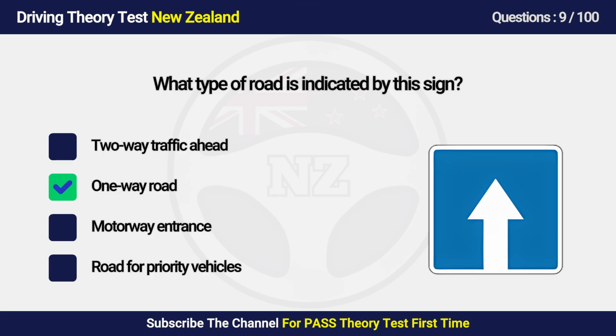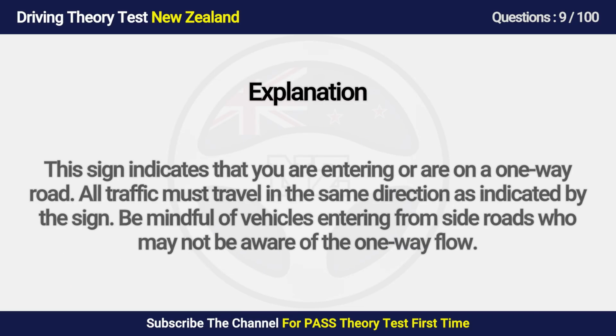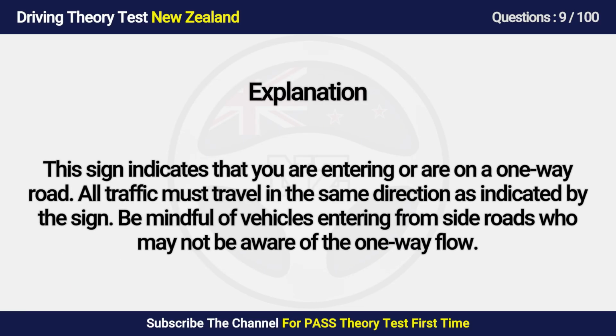Answer is B. One-way road. This sign indicates that you are entering or are on a one-way road. All traffic must travel in the same direction as indicated by the sign. Be mindful of vehicles entering from side roads who may not be aware of the one-way flow.